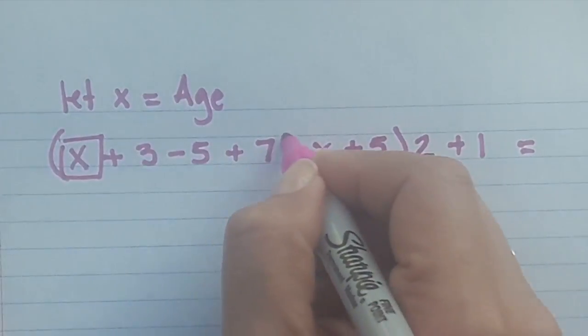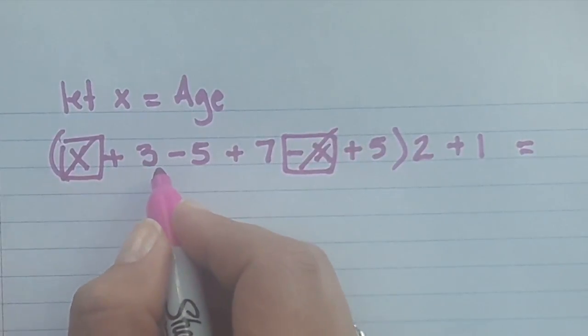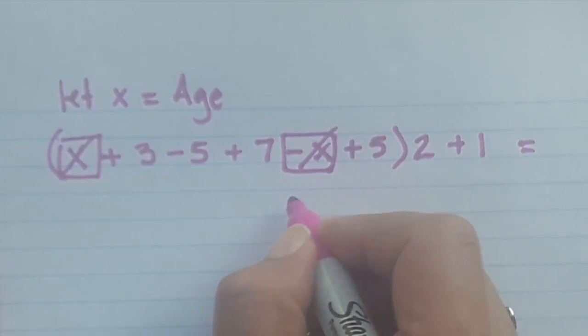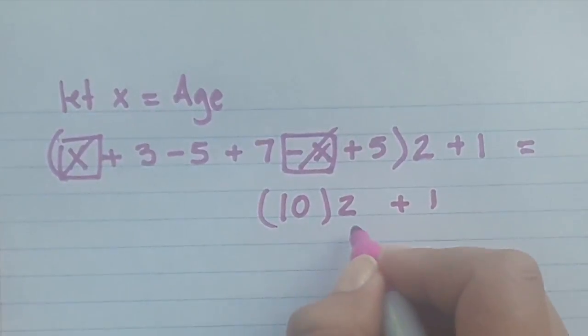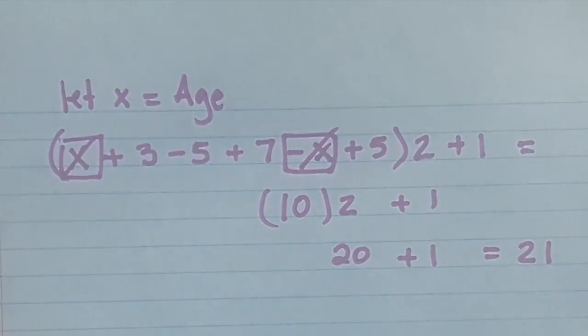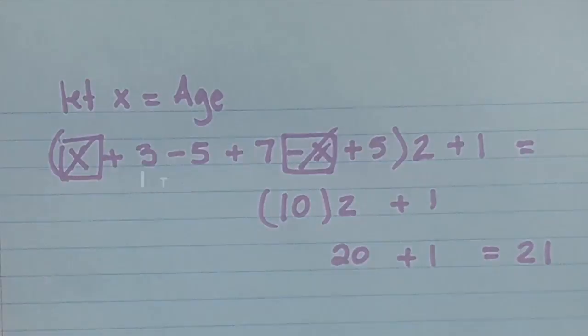So let's do the math. So let's combine like terms. X minus X, it cancels. 3 minus 5, negative 2, plus 7, positive 5, plus 5, 10. So I've got 10 times 2 plus 1. 10 times 2 is 20, plus 1 is 21. Why does this work? It's because no matter what number you picked, it cancels because I'm going to have to subtract it.